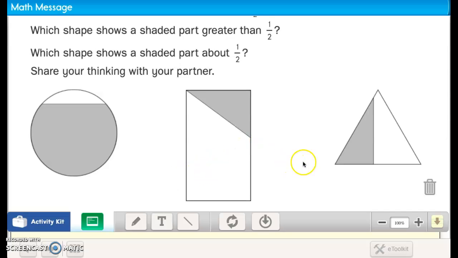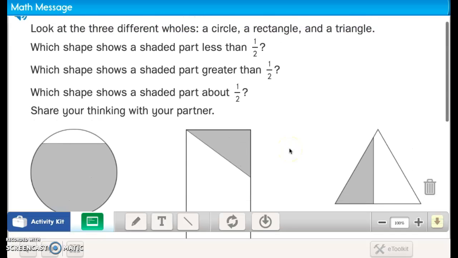Well, look at it carefully. Half would be right here. Is that shaded less than a half? Yes, that is. This is more than a half shaded. And this one, if it was half, it would be right here. So this is shaded less than half. So these two, the rectangle and the triangle, are shaded less than a half.